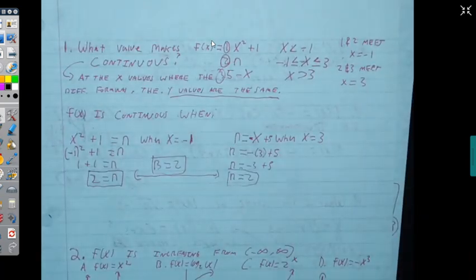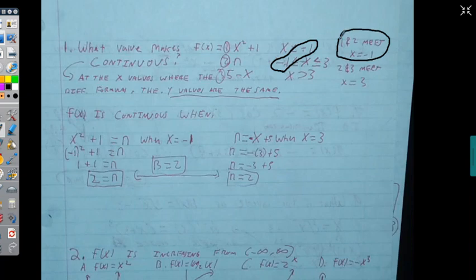Looking at an example of showing your work for a problem like this, we have: what value would make these functions continuous? We have formula 1 on the interval x is less than negative 1, and formula 2 on the interval where x is greater than or equal to negative 1 and less than or equal to 3. So when do functions 1 and 2 meet? When x equals negative 1. And when do functions 2 and 3 meet? Functions 2 and 3 meet when x is equal to 3.